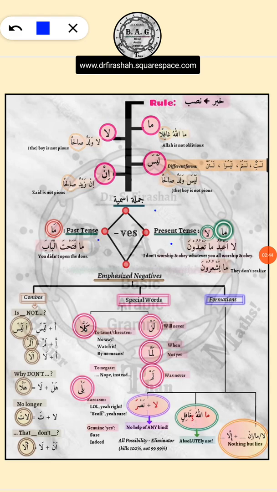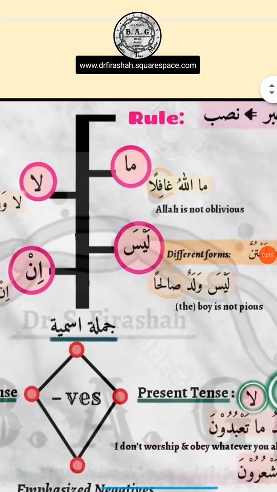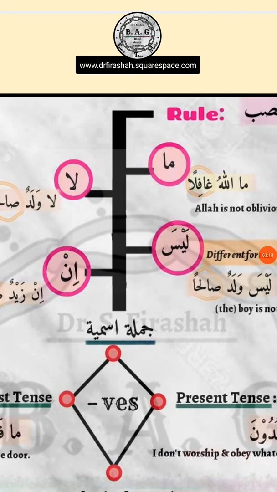Now you only need to remember four words for a regular statement. Be it jumla ismiya or jumla fi'liya, you just need to remember four words to make a regular negative sentence. And those words are ma, la, in, and laysa. Let's zoom it up. Ma, la, laysa, and in.